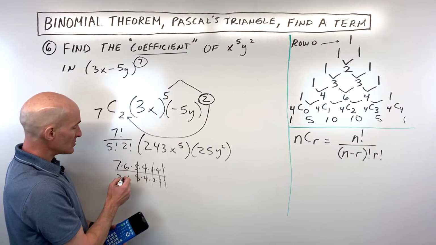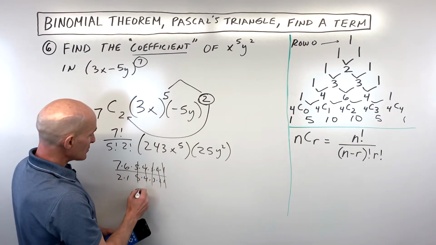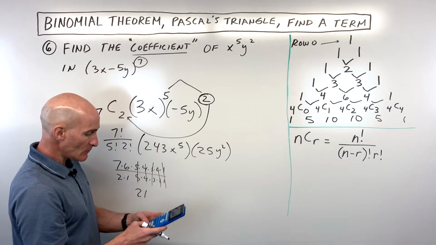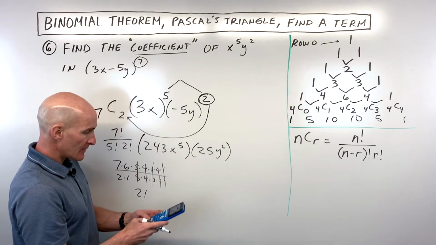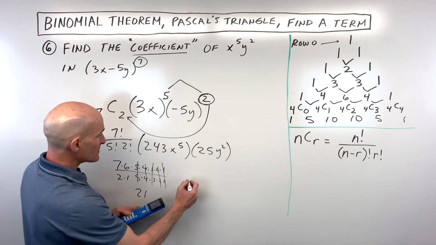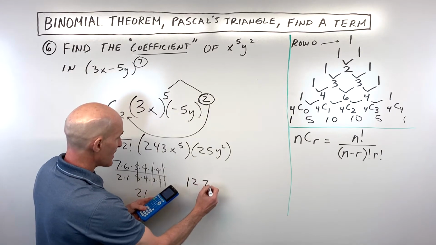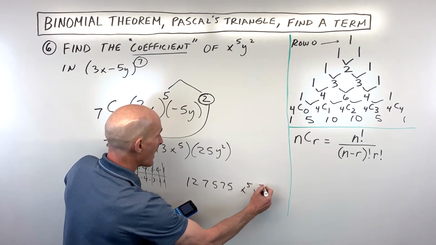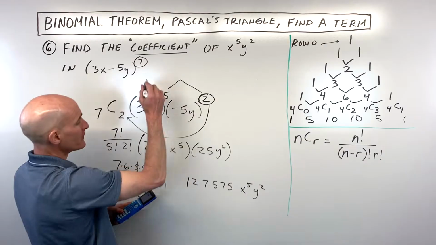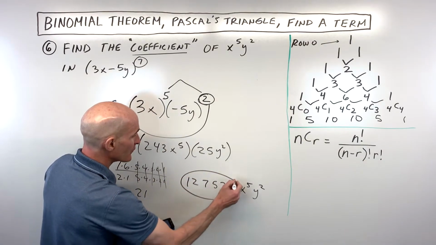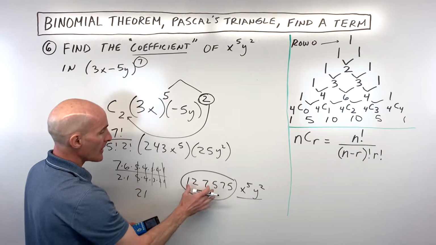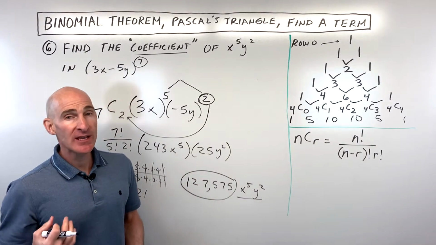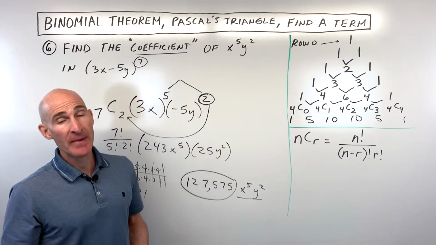42 divided by 2 is 21. So this would be 21 times these other terms. So this is going to be 21 times 243 times 25, which comes out to 127,575 x to the 5th y squared, but we just want the coefficient. That's the number that comes in front of x to the 5th y squared, so just the 127,575.